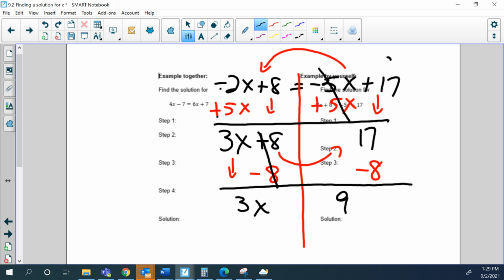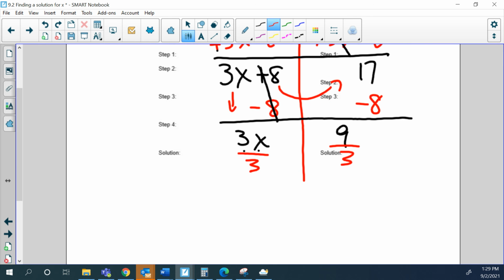Now, this is a multiplication right here. It's 3 times x. To undo that, I'm going to divide by 3. Remember, you can't subtract here. You got to divide because we're multiplying right there. Divide by 3. And so that goes away. X is equal to 3.